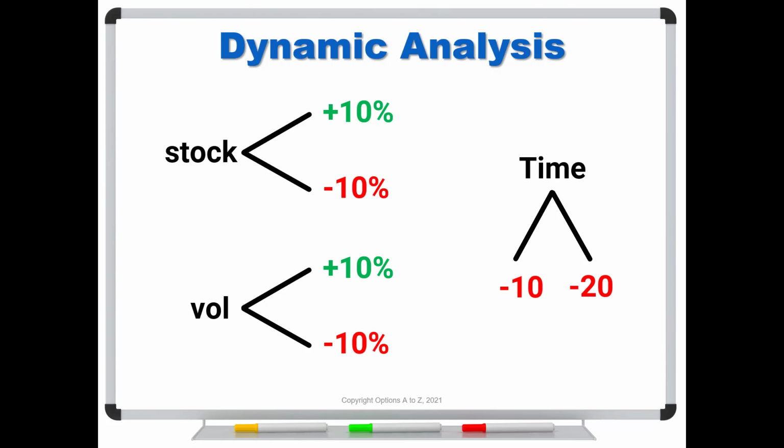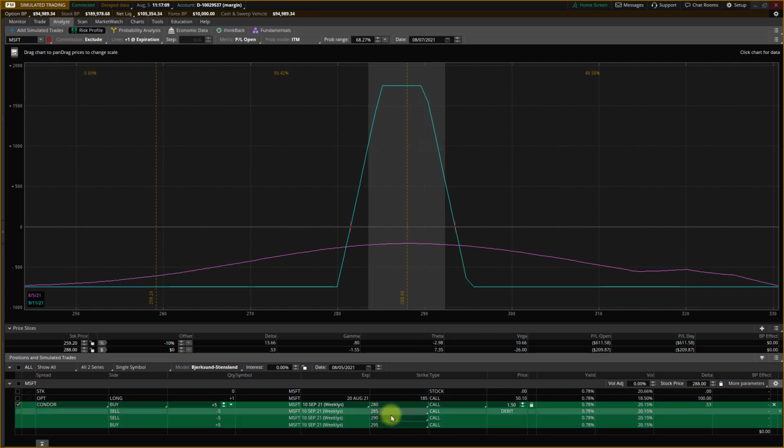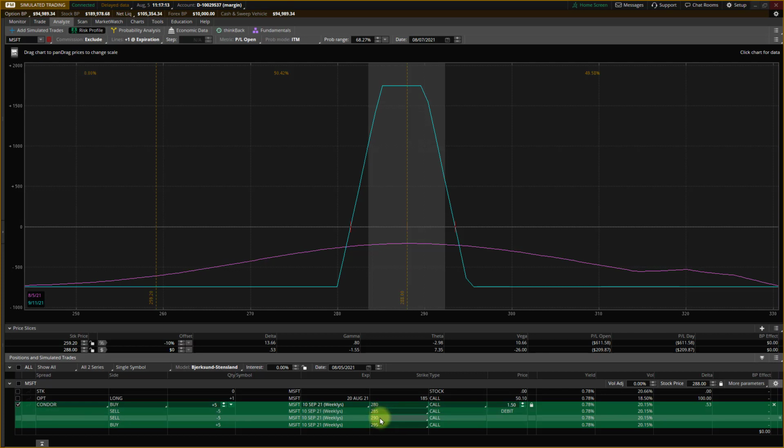So now that you have the basic idea, let's jump over to the Thinkorswim platform and take a look at an actual example using the Analyze tab. All right, so now we're into the Thinkorswim platform. I have Microsoft, and down below I'm looking at the 280, 285, 290, 295 condor with the stock at 288. So it's pretty much dead center between these two strikes.